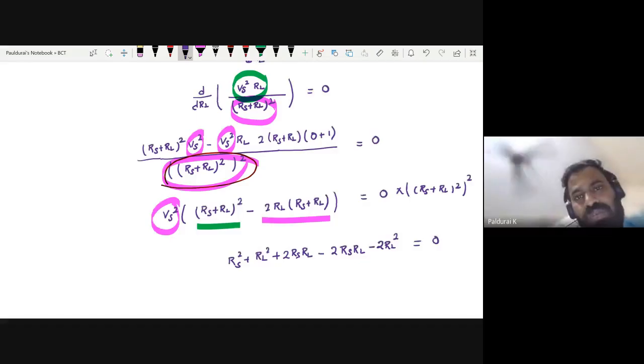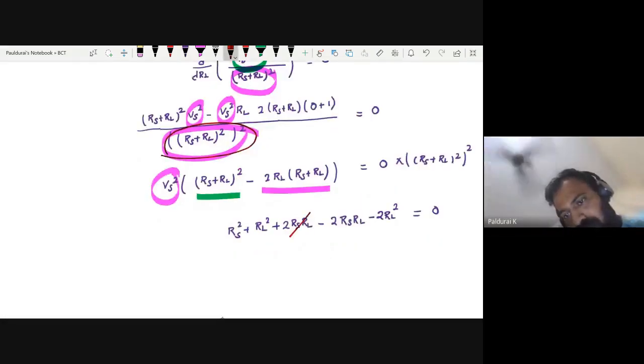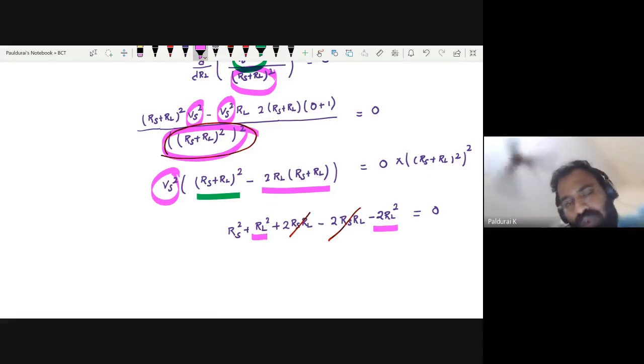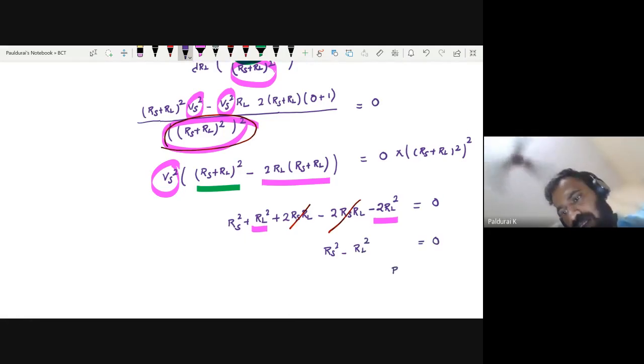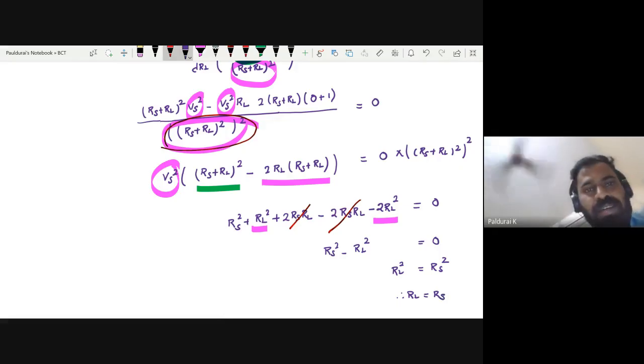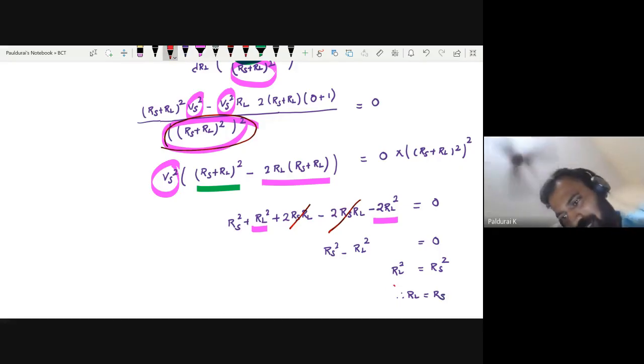Now see, this is 2 times Rs RL, this is minus 2 times Rs RL. So remaining, this is my RL squared, this is minus 2 RL squared. So you will get Rs squared minus RL squared equals 0. I'm looking for RL. So RL squared is Rs squared. Therefore, RL equals RS. I hope you enjoyed my first derivation, right?